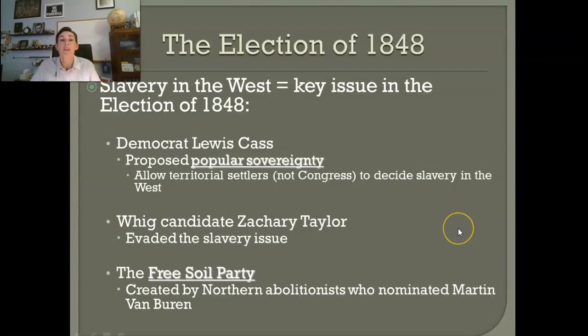The election of 1848. Slavery in the West was a key issue in the election of 1848. You have a couple of different folks vying for the presidency here. You have a Democrat named Lewis Cass. He proposed the idea of popular sovereignty, allowing territorial settlers, not Congress, to decide. You had the Whig candidate, Zachary Taylor. He would eventually win, and he evaded the issue altogether. He's just like, I'm just not going to talk about that. The Free Soil Party was created by Northern abolitionists who nominated Martin Van Buren, who had been vice president under Jackson, but they obviously didn't get anywhere. Whig candidate Zachary Taylor would win the election of 1848.